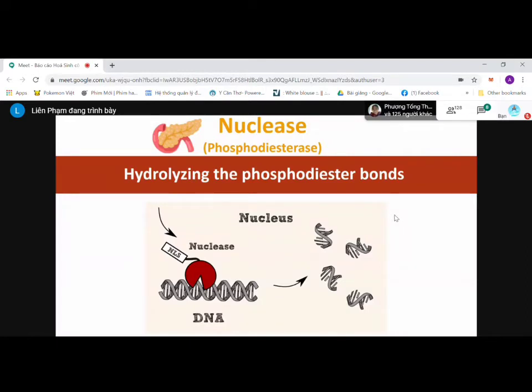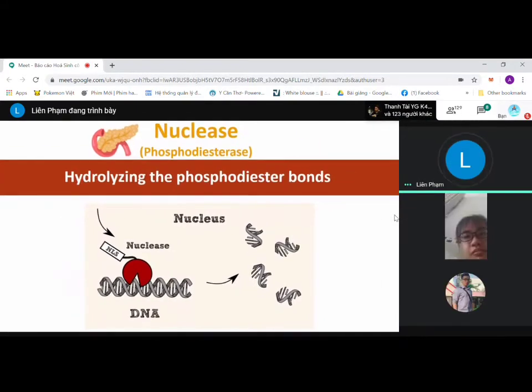Defects in certain nucleases can cause genetic instability or immunodeficiency. Nucleases are also extensively used in molecular cloning. Nucleases belong to the class of enzymes called hydrolases. Nucleases are diverse in their functions and selectivity for certain types of nucleic acid substrates.